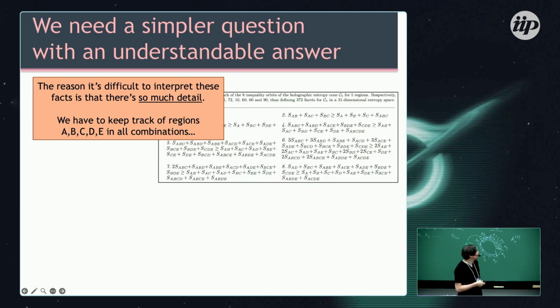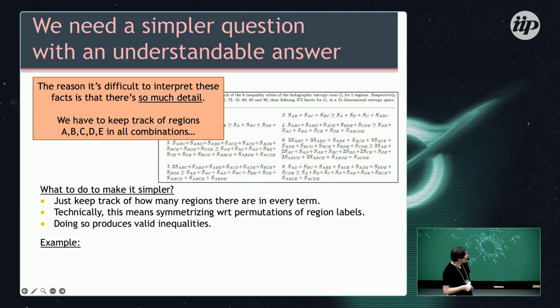And so here is a scheme by which we can do that, which is that I average every inequality by the symmetric group. By averaging, I don't have to keep track of which regions are called A, B, C, D, and E. I just get to talk about how many regions there are in a given term, yes? If I take the entropy of A, B, C, and I average over all permutations, then I will get the average over all 3-partite regions, yes? And so that means that I can just replace every term in an inequality with the average for the number of regions that it contains. Does that make sense? After I average.